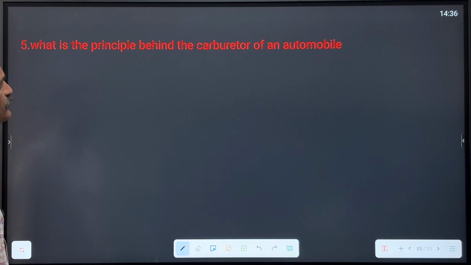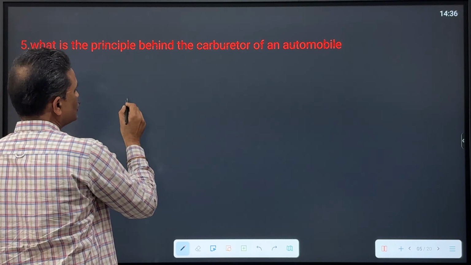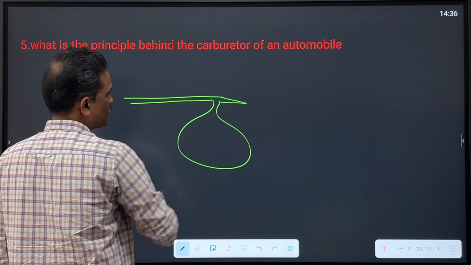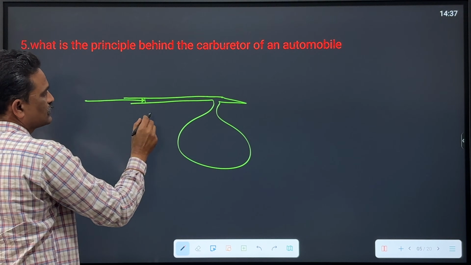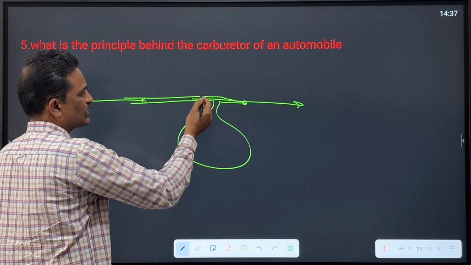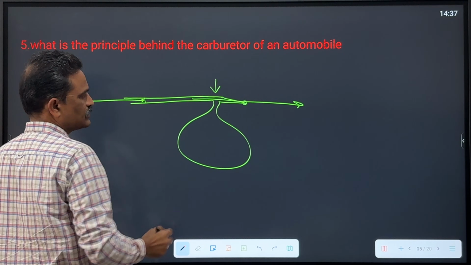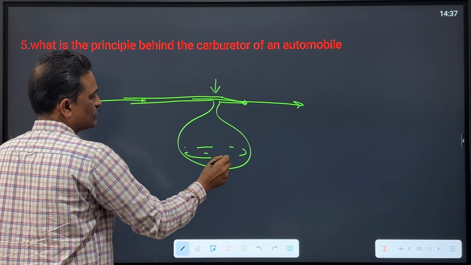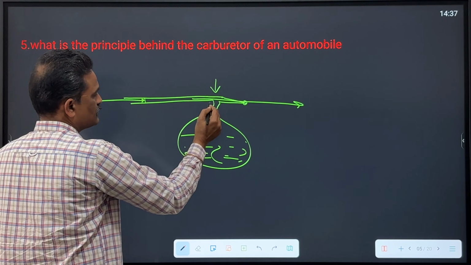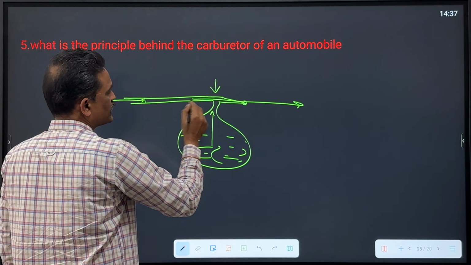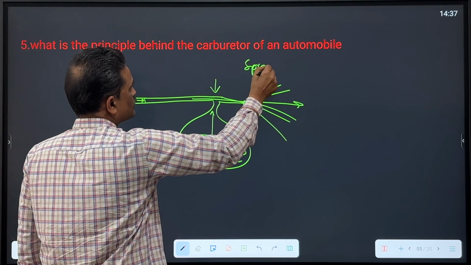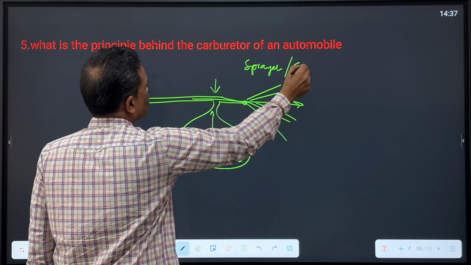What is the principle behind the working of a carburetor of an automobile? Carburetor is like a scent sprayer. There will be a piston, I push it. So what happens? Air moves faster. When air moves faster, according to Bernoulli's principle, air pressure is decreased. In this, some pesticide solution or a scent solution is there. Since the pressure is decreased, this will go up, mix with air and be sprinkled. This is the same principle in a sprayer or atomizer or a carburetor.